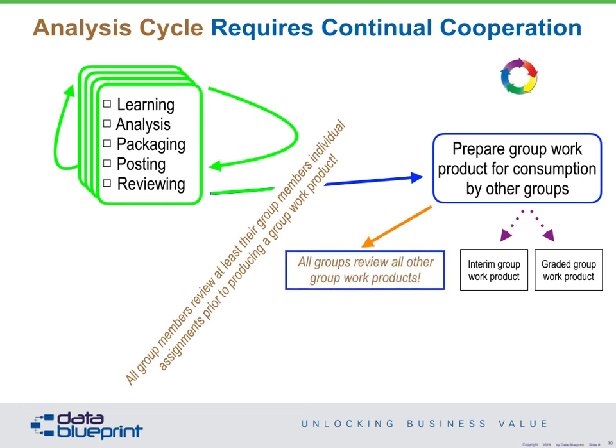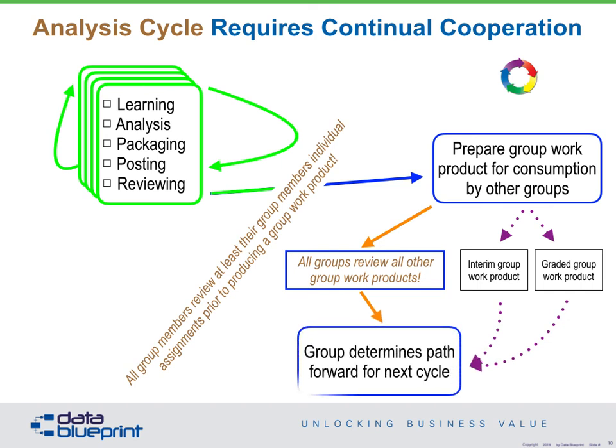Either way, all groups will review all other group work products during the Wednesday night sessions and then determine the path going forward. This will also happen sometimes on Sundays as you are reviewing everybody's interim products as well, to get you focused for the next cycle. Again, feedback keeps us looking smarter as we go down the process. The cycle repeats 7, in this case 14 times, twice a week for the next 7 weeks.